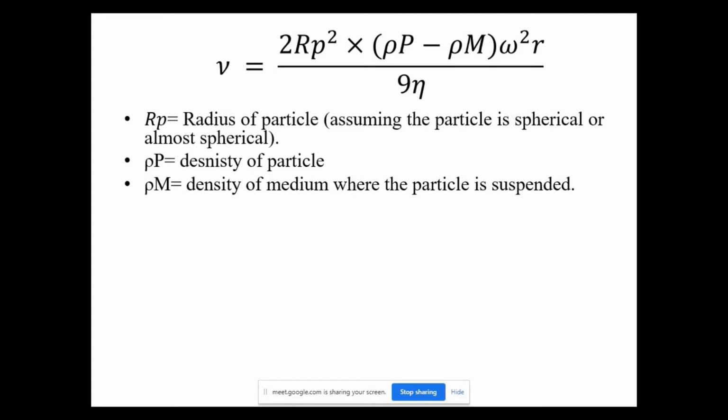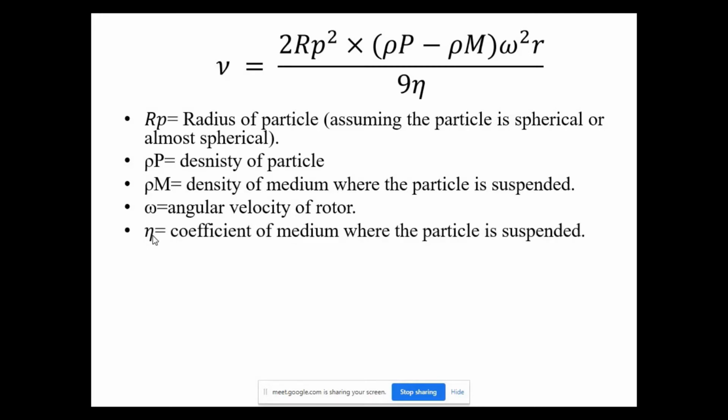Say if you take blood and want to precipitate the blood cells, then water will be the medium, and rho m will indicate the density of the medium. Omega, as I've already mentioned, is the angular velocity of the rotor. Then eta is the coefficient of viscosity of the medium where the particle is suspended. So this is a constant.